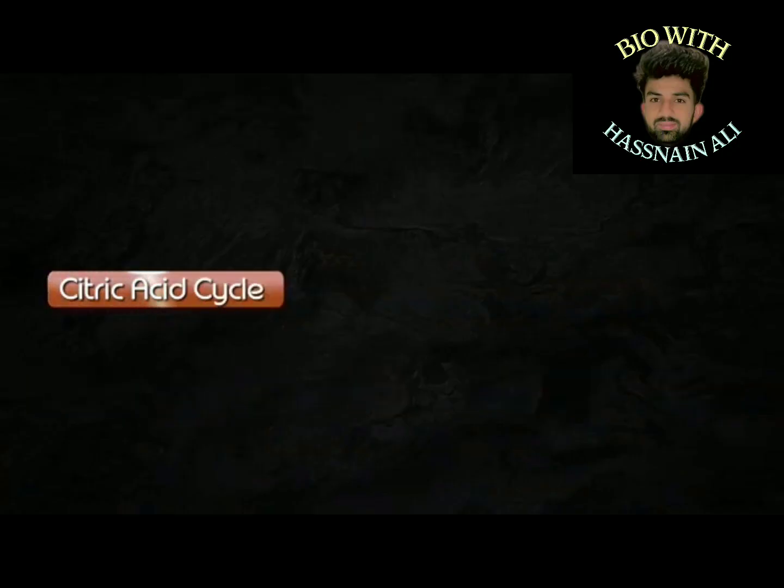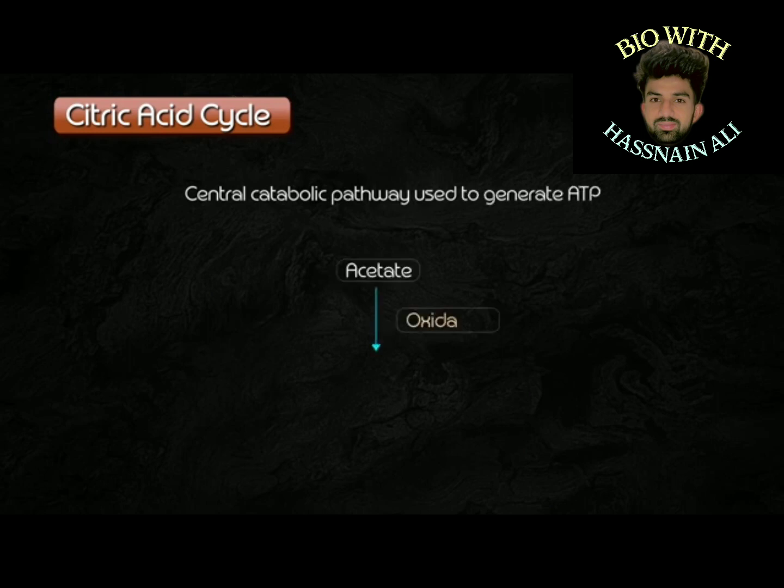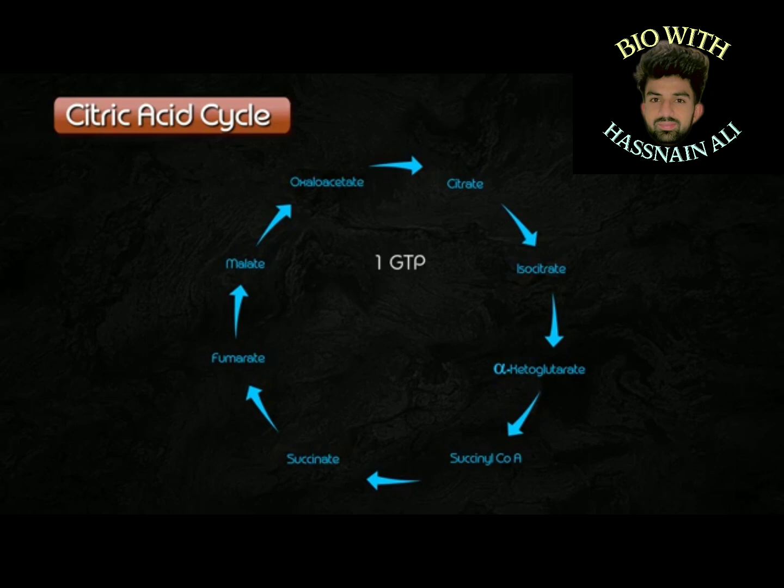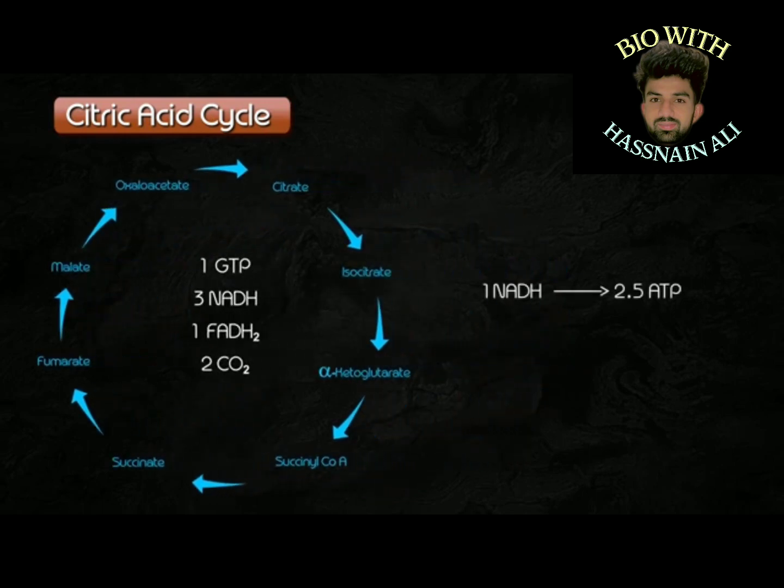Citric acid cycle. It is the central catabolic pathway used to generate ATP by means of oxidation of acetate. Finally, that acetate is converted into carbon dioxide and water. Each turn of the cycle produces one GTP molecule as well as 3 NADH, 1 FADH2 and 2 carbon dioxides. Here 1 NADH is equal to 2.5 ATP equivalents and 1 FADH2 is equal to 1.5 ATP equivalents.